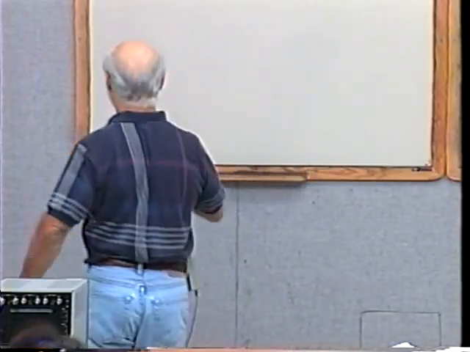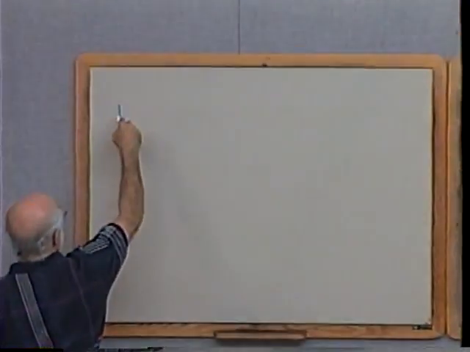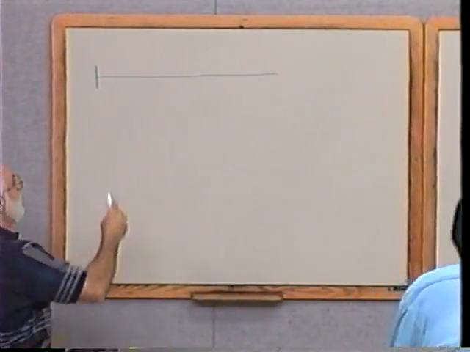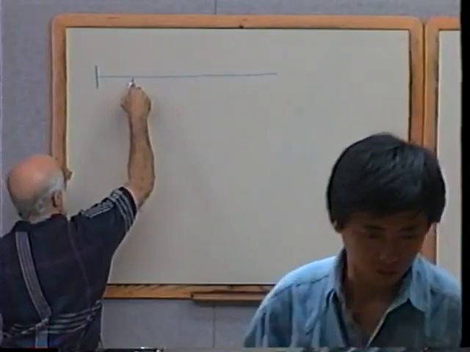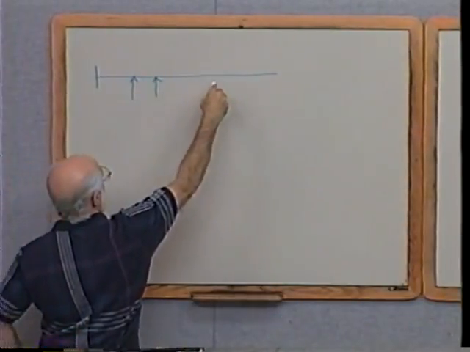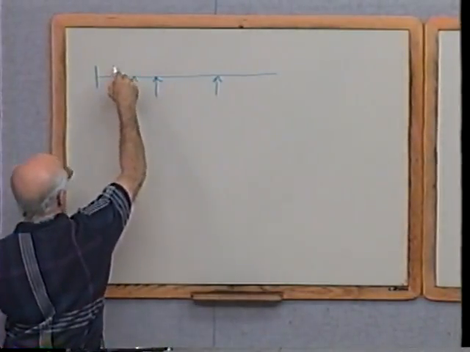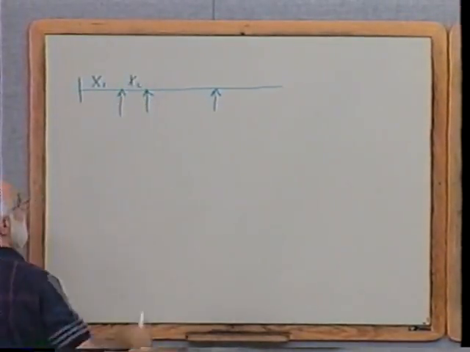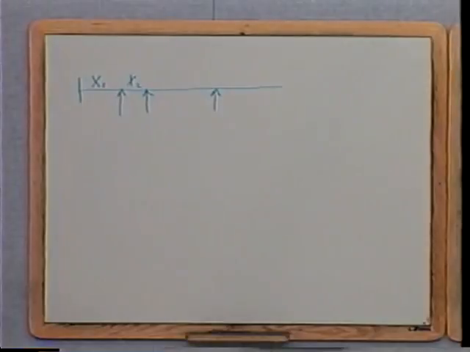The last thing we were talking about was renewal theory, and that was the stuff that begins on page 200. And what we had was this. We have a process in which there are events which I'll indicate by arrows. And the times between arrows are independent, identically distributed. So let's call those times x1, x2, and so forth.